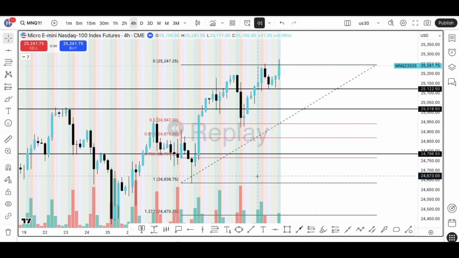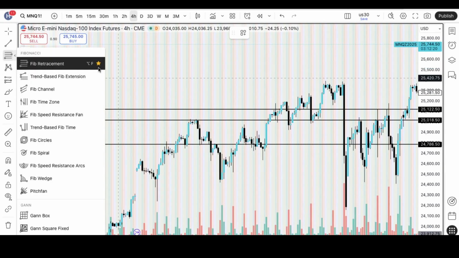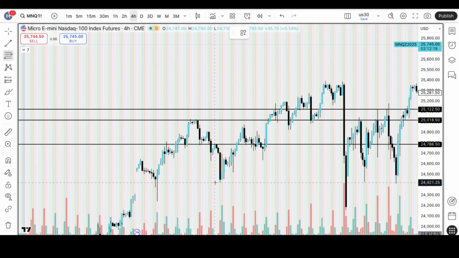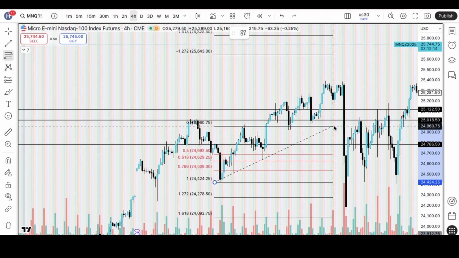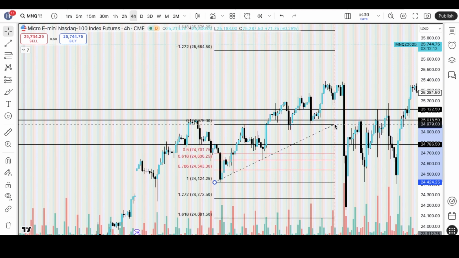Let's just give you a quick example. Let's pull price from this low to this high. We're looking for support. The trend is bullish. As you can see, price came down into the 0.618 level, wicked off of it, and then continued higher.